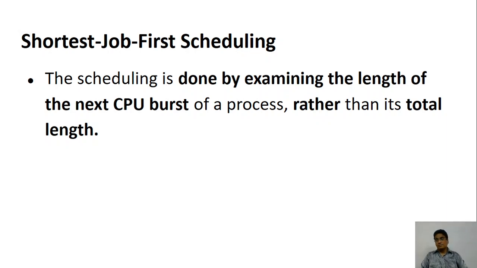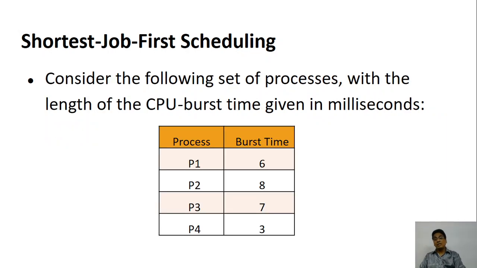The other idea that you can think of is that the scheduling is done by examining the length of the next process, rather than the total length that is available. Unlike first come first serve, this is a slightly better one. Let's look at this in the simplest example.